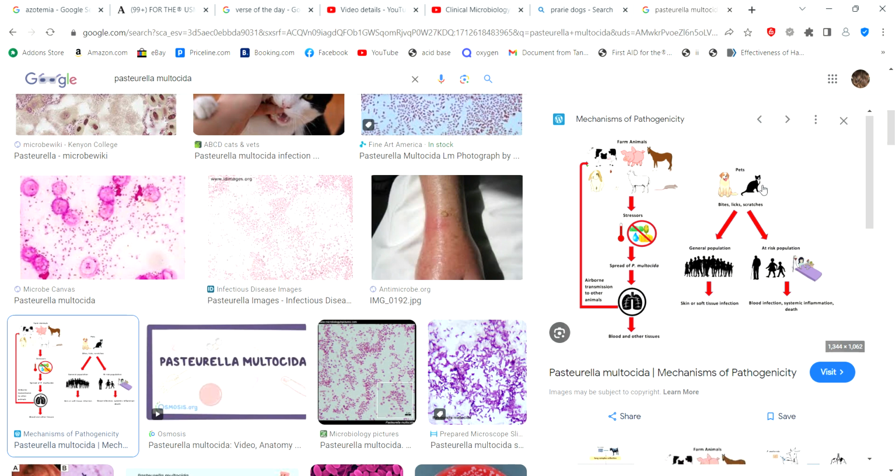Pasteurella causes skin infection in healthy people.